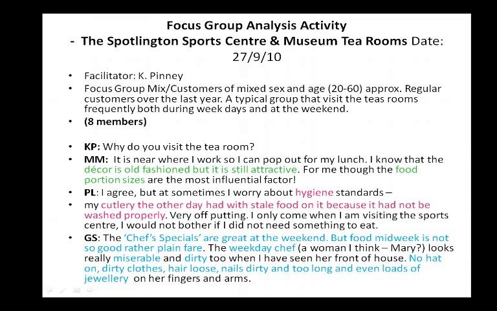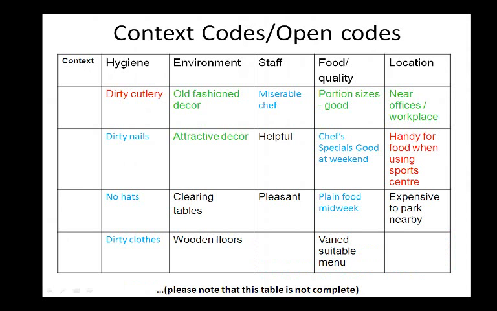Having done that, we can then draw up a summary box for the analysis. So here you can see that we have hygiene, environment, staff, food, and location as themes. Remember, you've only seen a very short extract of the actual focus group, and also remember that the themes that are chosen are dependent on decisions made by the person doing the analysis. It's acceptable for different people to use different themes as long as they can justify those.